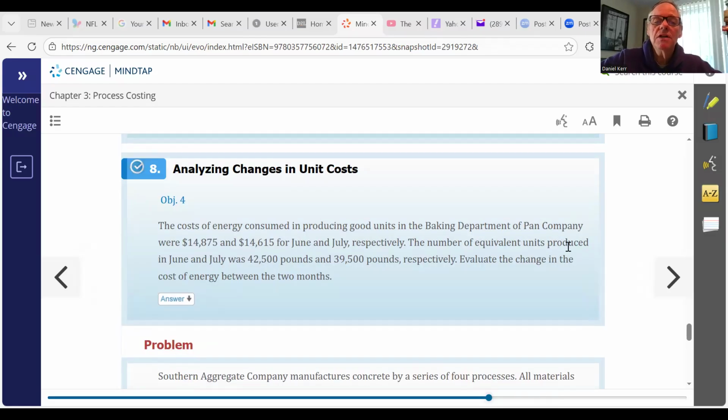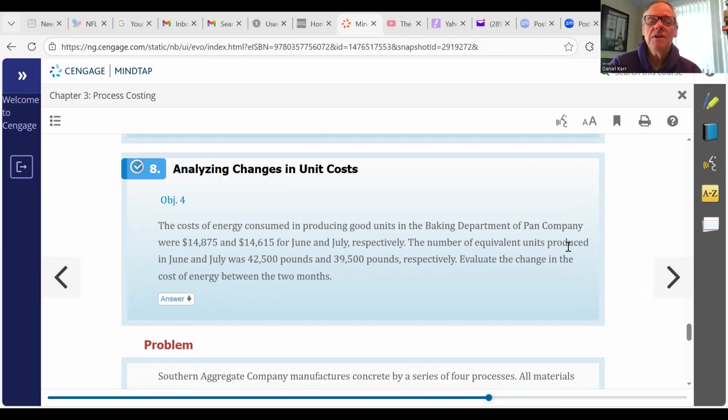The energy cost consumed in producing goods in the baking department for Pan Company was $14,875 and $14,615 in June and July, respectively. Okay, so the costs for June are 14,875. Costs for July are 14,615. And we want to see, are we doing a better job managing energy costs in June or July?